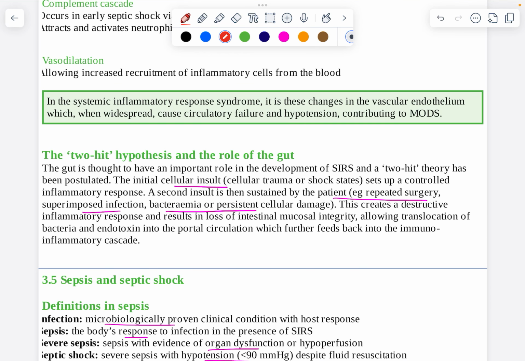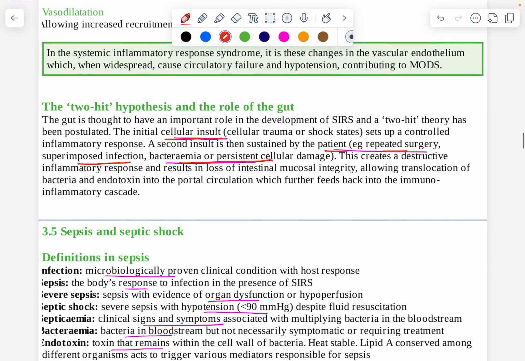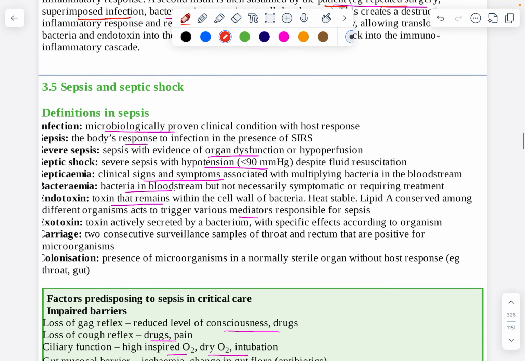Two-hit theory is the role of gut. What is the two-hit theory? The gut has an important role in development of SIRS, and the two-hit theory postulates an initial cellular insult, trauma, which sets up an uncontrolled inflammatory response. The second insult is repeated surgery, superimposed infection, bacteremia, persistent cellular damage.